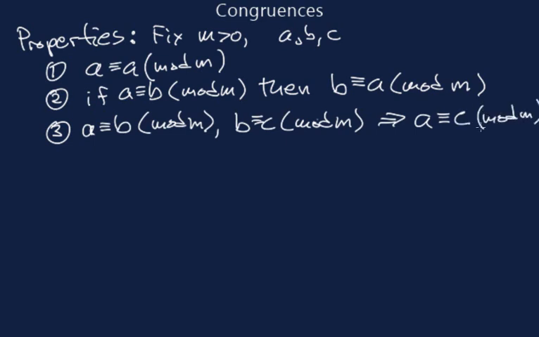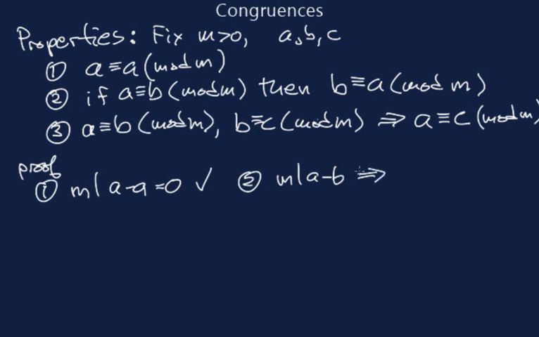So these properties are sort of like saying that equivalent is like equals. The properties of equals that you're familiar with apply here. And let's prove these. The first one, m obviously divides a minus a, which is 0, so that says that a is equivalent to a. And clearly m divides a minus b if and only if m divides b minus a, because b minus a is just minus a minus b, and so you just switch m to minus m.